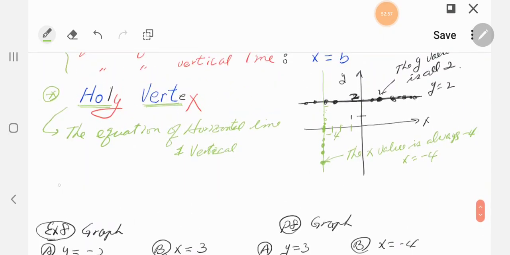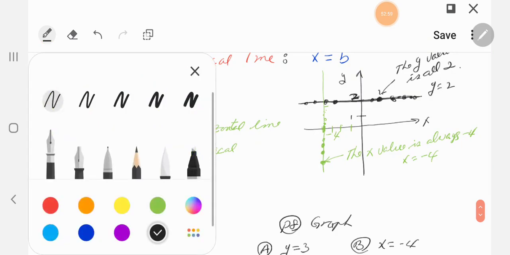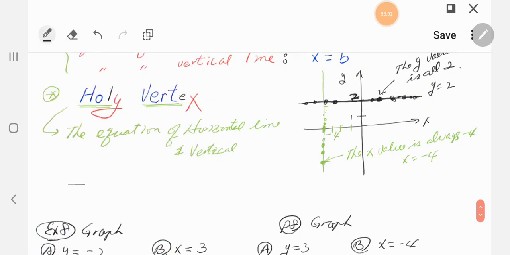Okay, let's try this. Let me do a little bit more examples. All right, so I have a vertical line. Let's say this is negative 3. Then what's the equation of this vertical line? Vertical line, vertex. So x is equal to the x value. Oh sorry, this should be 3, right? This is 3.